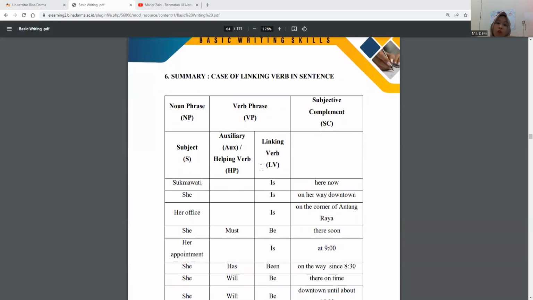Okay, this is the summary based on the paragraph writing. You can see that this is the noun phrase. We have subject here, verb phrase. We have auxiliary verb plus linking verb. So if you find must plus be, is the linking verb and must is the auxiliary verb. And then in subject complement, the subjective complement can explain the location of the subject, can also explain the time, but mostly it explains the subject itself, where, when, who, and so on by using the linking verbs.